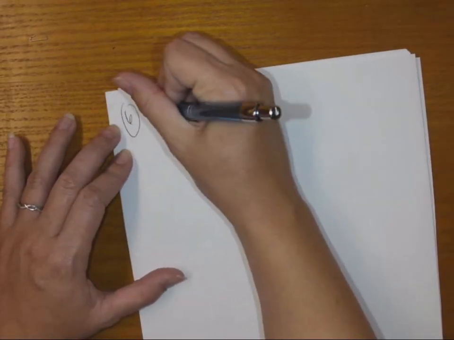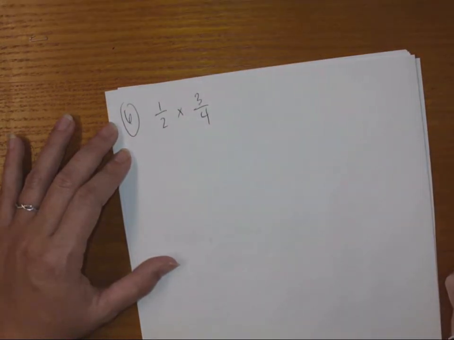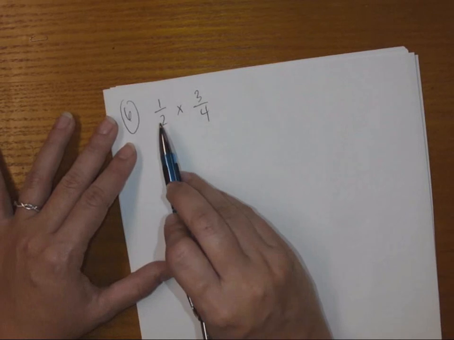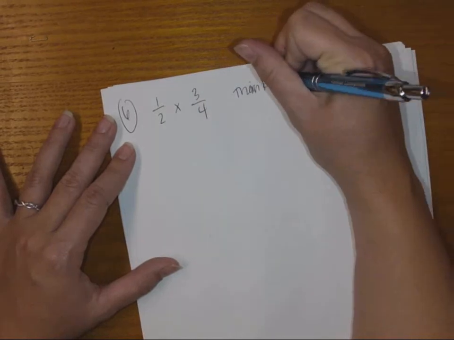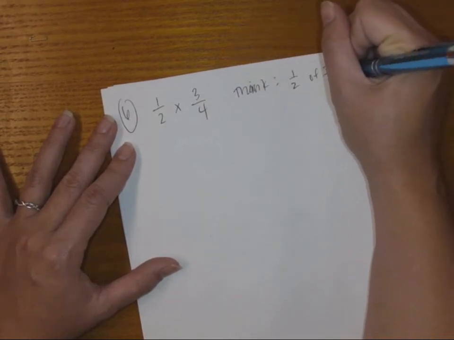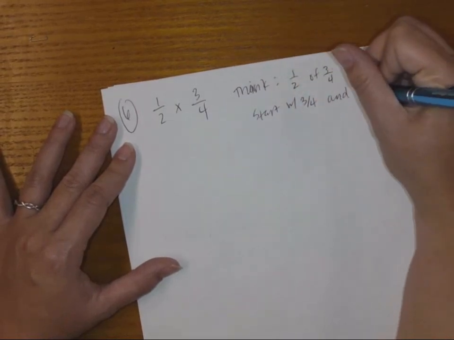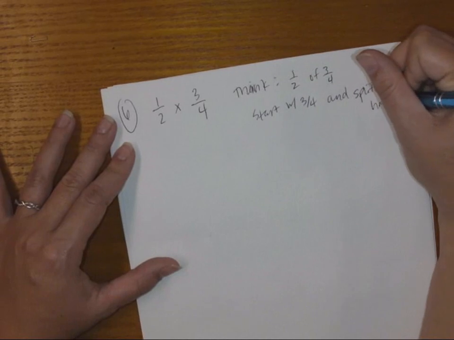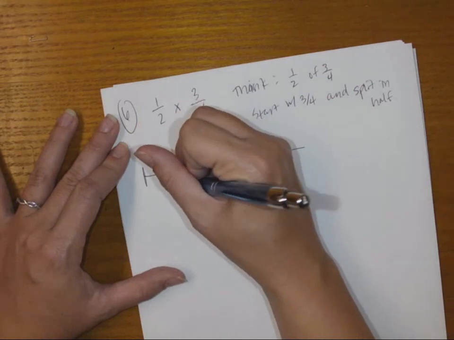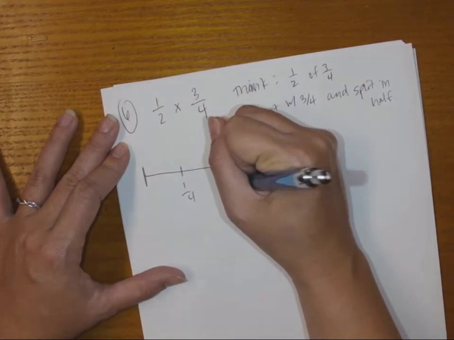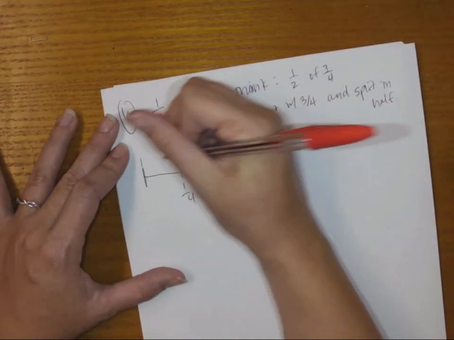So if I have 1/2 times 3/4 this time. Again, I want 1/2 of a group of 3/4. So your thought process here is 1/2 of 3/4, or start with 3/4 and split in half. Okay, so let me draw 3/4 on a number line. Here's 1/4, here's 2/4, here's 3/4 right there. So right here is 3/4 on the number line.